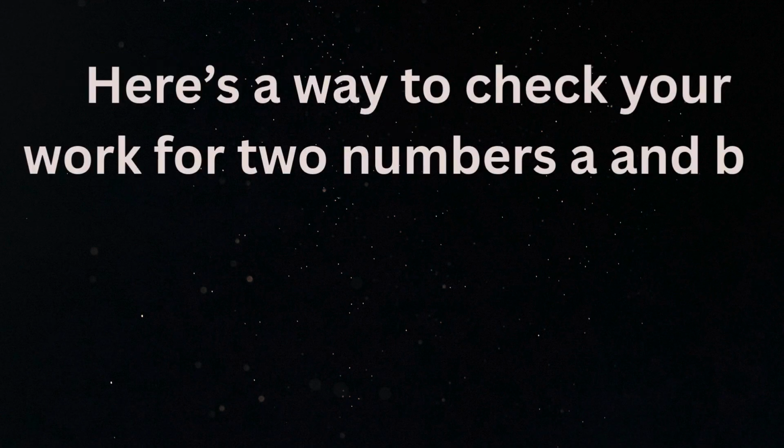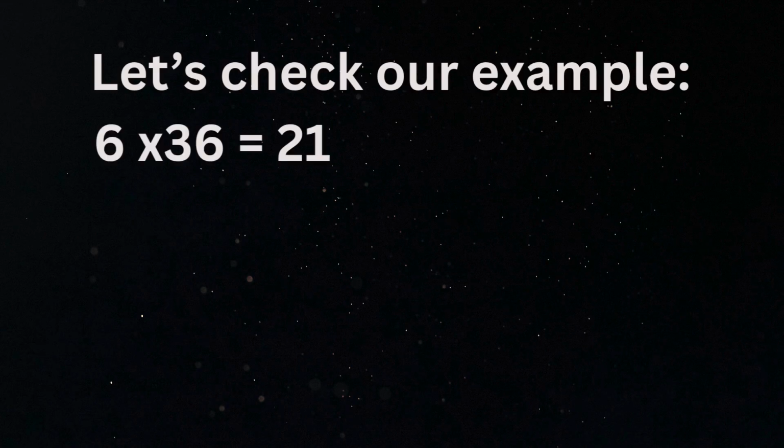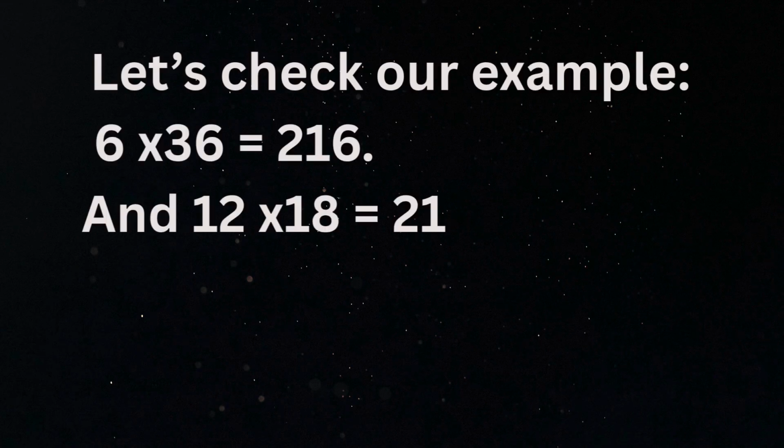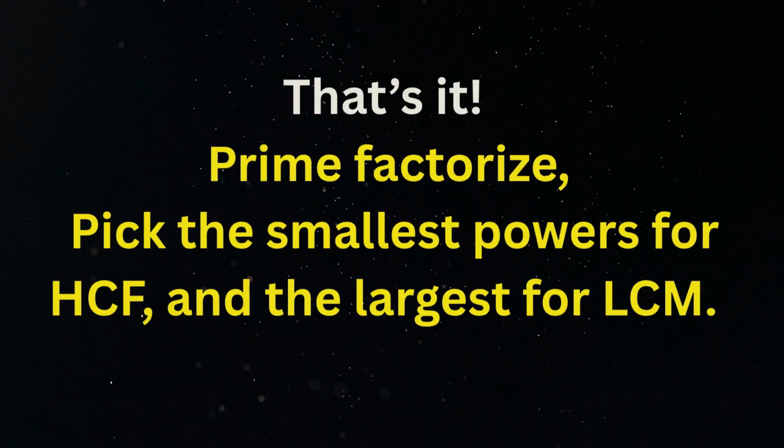Here's a way to check your work. For two numbers A and B, HCF(A, B) times LCM(A, B) equals A times B. Let's check our example. 6 times 36 is equal to 216. And 12 times 18 is equal to 216. It works. Keep in mind, this specific formula only works for two numbers, not three. That's it. Prime factorize, pick the smallest powers for HCF, and the largest for LCM.